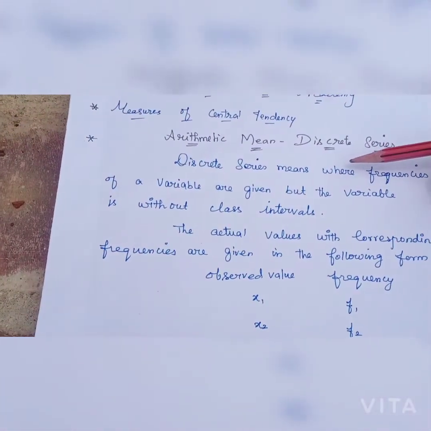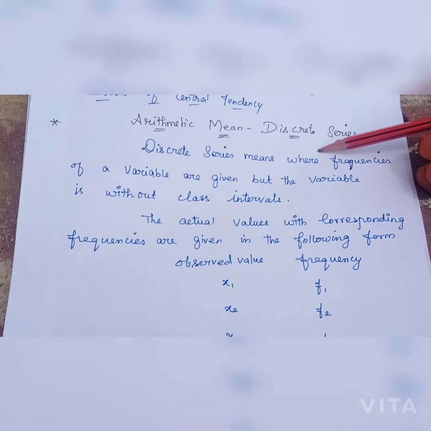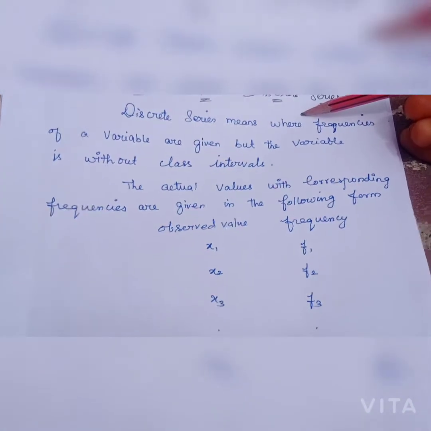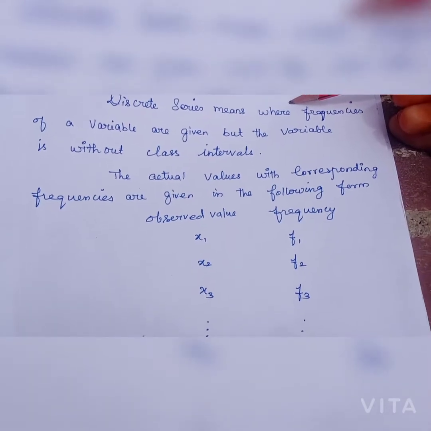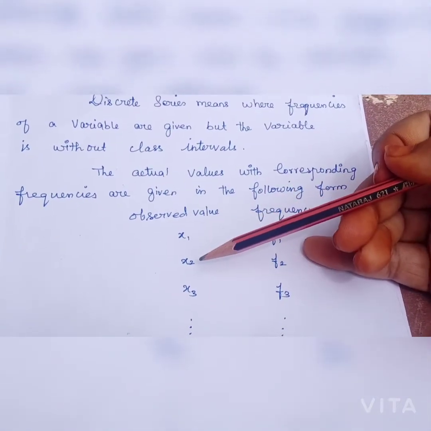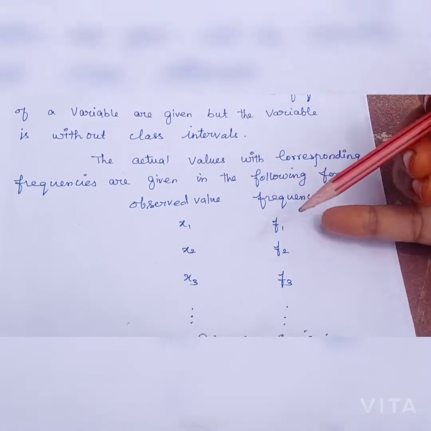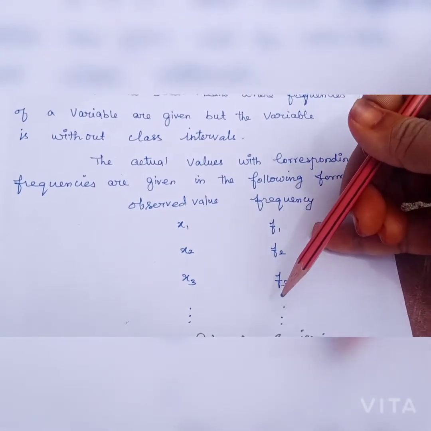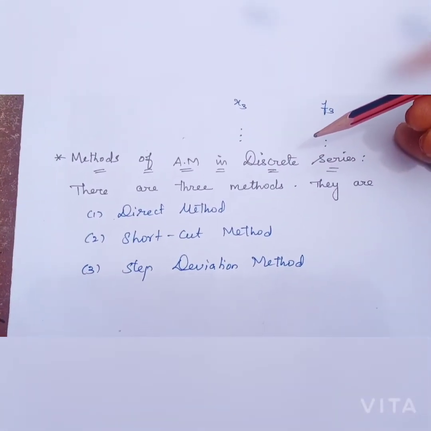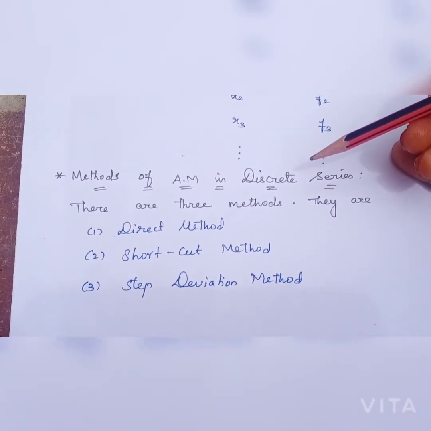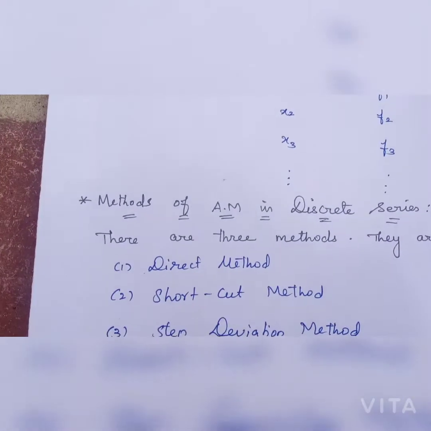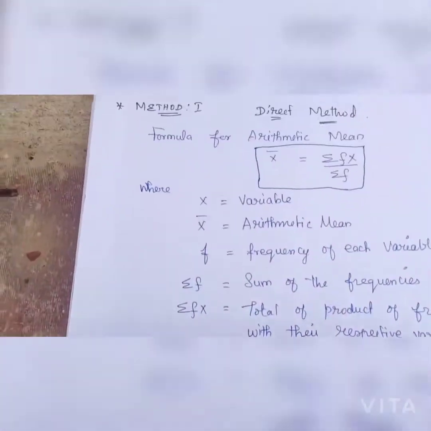Discrete series means where frequencies of a variable are given but the variable is without class interval. The actual values with the corresponding frequencies are given in the following form. Observed values x1, x2, x3 and so on, and frequencies f1, f2, f3, f4 and so on. Methods of arithmetic mean in discrete series. There are three methods. First one direct method, second one shortcut method and third one step deviation method.